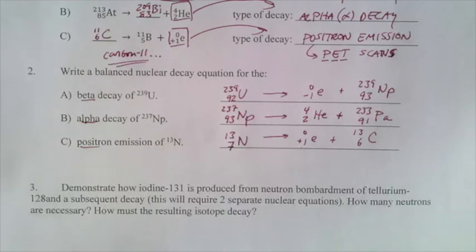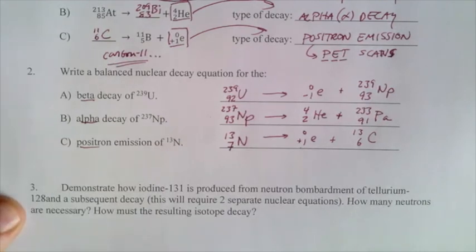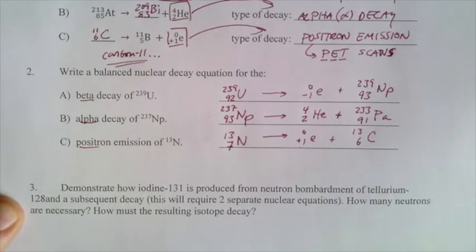The last video we have is going to be a brief one where we look at this problem involving the way that iodine-131, a very important isotope for thyroid cancer sufferers, is made. Come on back and check that one out when you're ready.